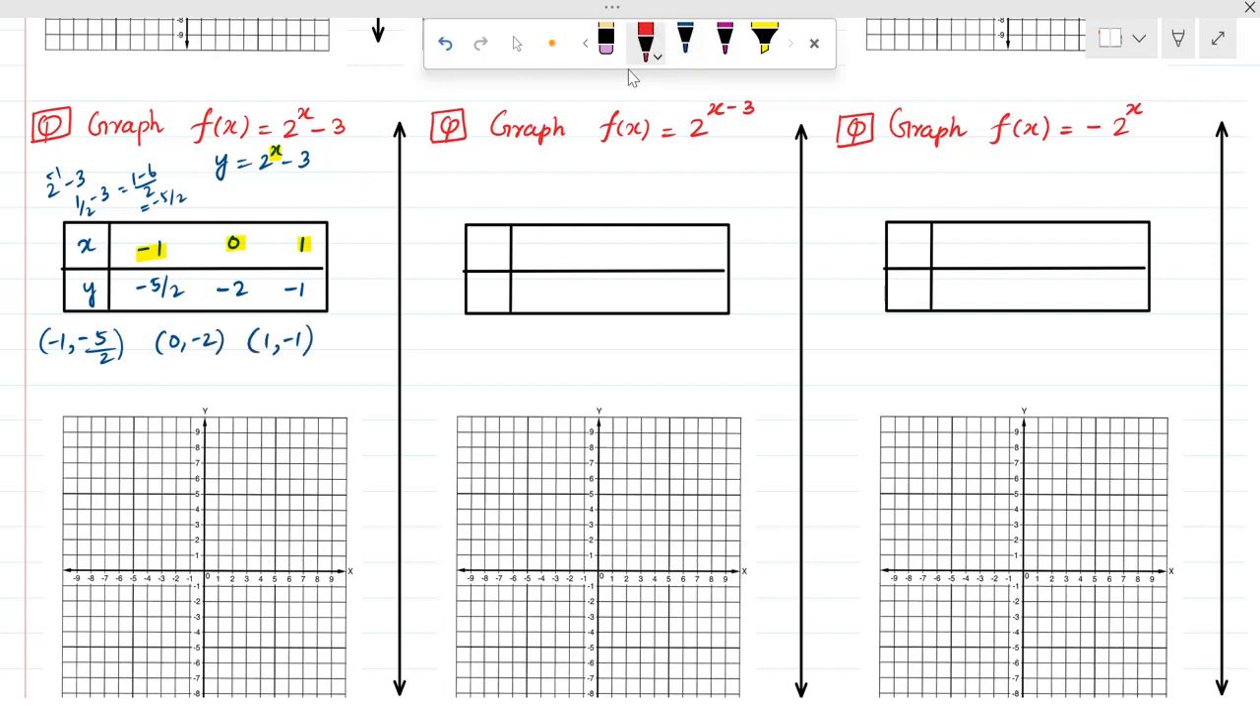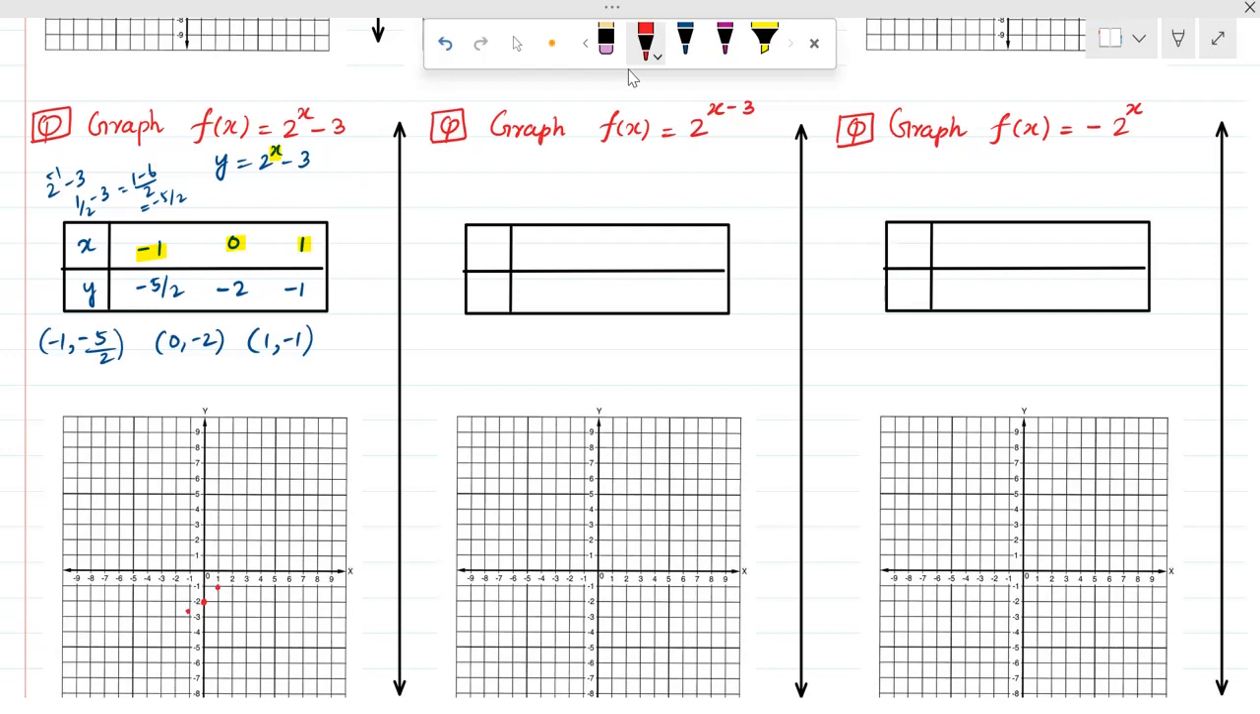Now I just plot these points in the graph. So what happened here? This is x equals 0, y equals -2, so it is minus here, -2 this part. And x equals -1 and y equals -2.5, this is 5 over 2, 2.5. And then 1 comma -1, it will be here.